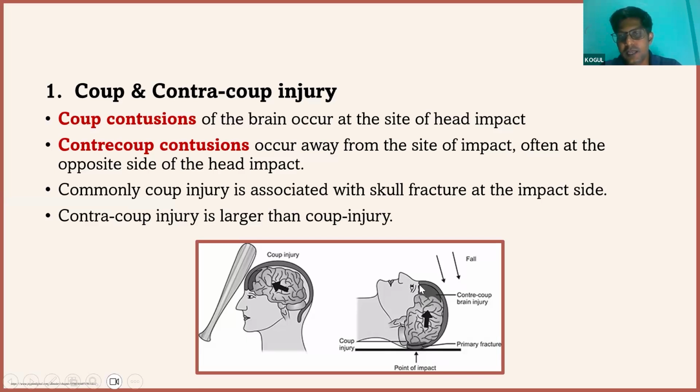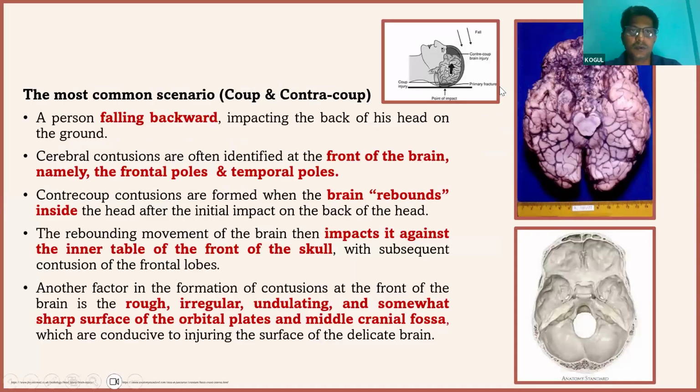Whenever there is an irregularity of the skull bone, that portion is most vulnerable to contrecoup injury. So we will see how it happens. The most common scenario is this backward fall. This area, the anterior aspect, the anterior cranial fossa, and the temporal area, is the more irregular part. Compared to the occipital area, you can see it is a very irregular bone area.